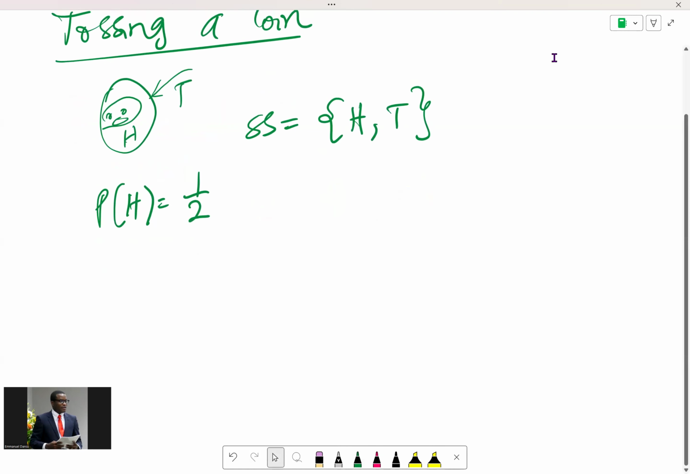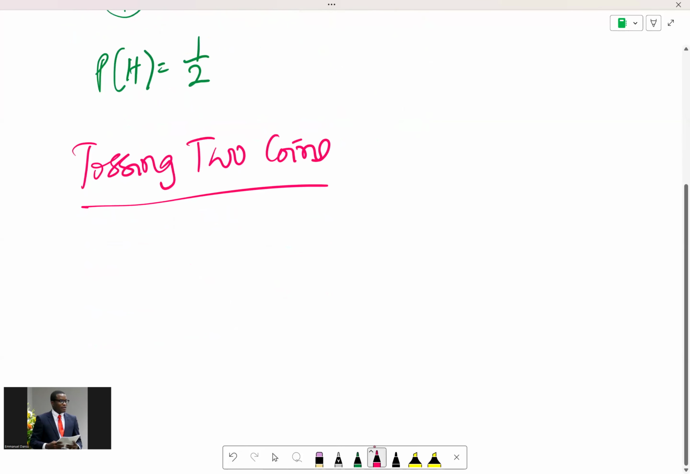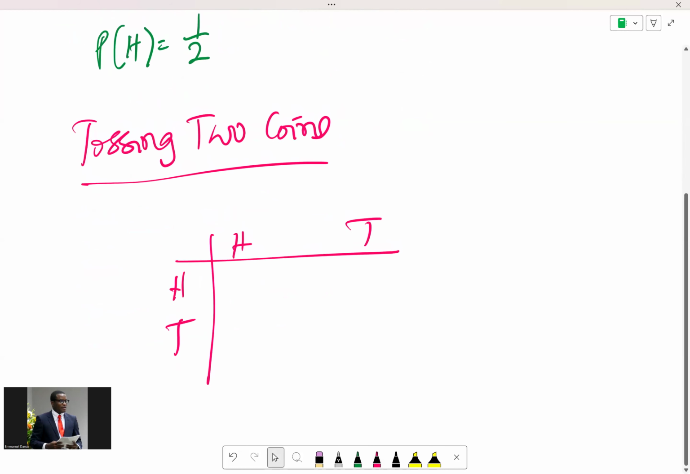But you can take it further and talk about tossing two coins. When you toss two coins, the dynamic changes a little bit. You have coin one with head and tail, and you have coin two with head and tail too. So the possible outcomes can be something like this.